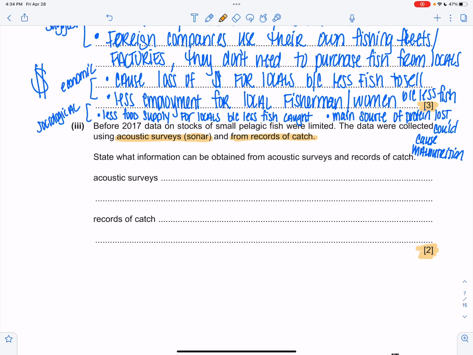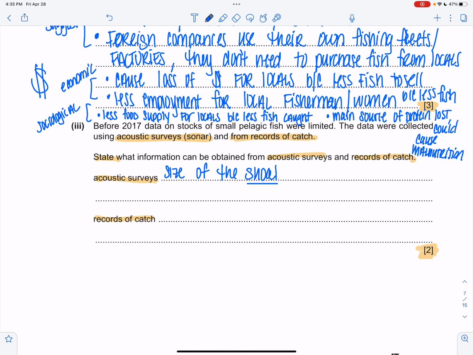State what kind of information can be obtained from acoustic surveys and records of catch, and this is "state", so you should have just short, brief answers. One of the things you could have is the size of the shoal. And for shoal to be underlined, which it is, that means you need to include it. And my thought is then it needs to be a vocab term.